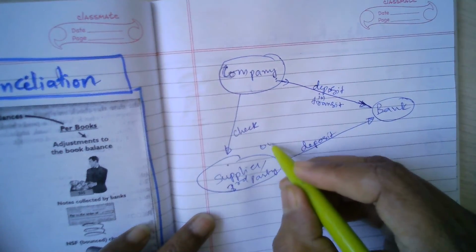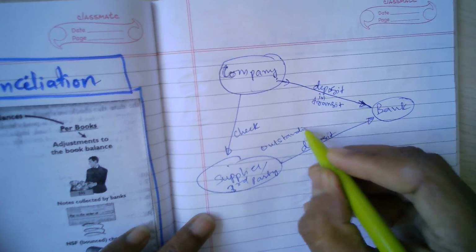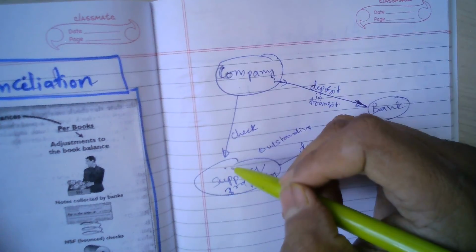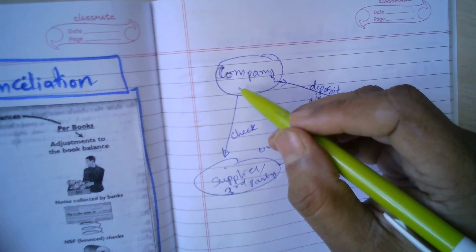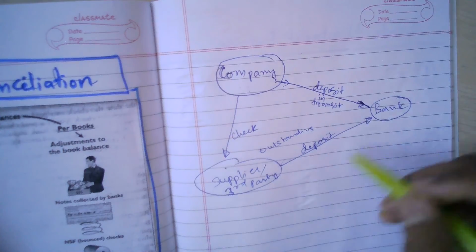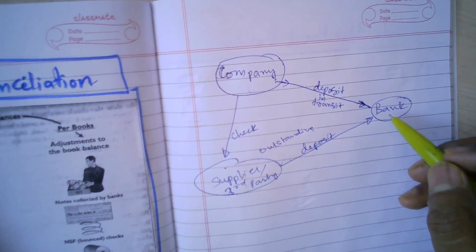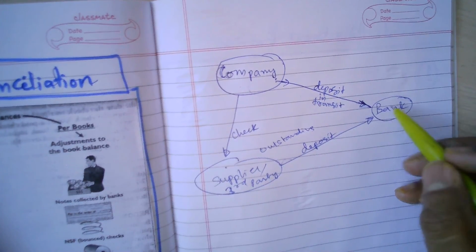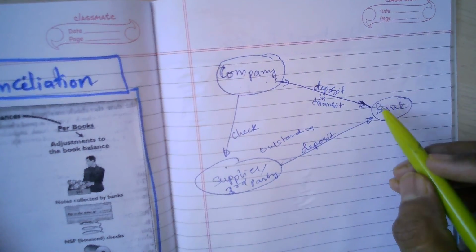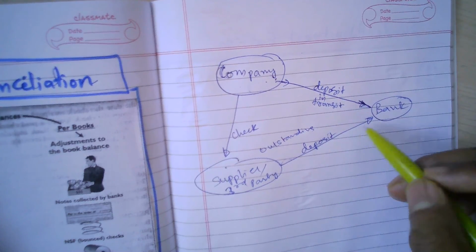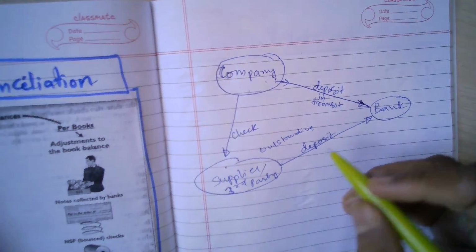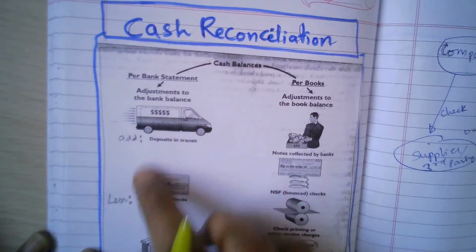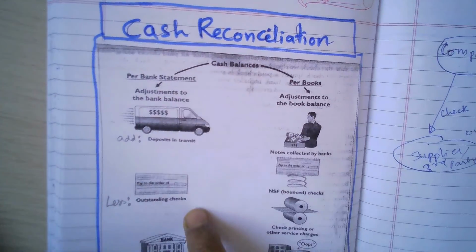Now the outstanding check amount is already adjusted in the cash, because the company knows that it has given a check. Therefore, in the company's cash account, they will reduce the amount. But still, in the bank they don't reduce. Whenever the third party deposits the check, the bank will remove the money from the company's account and add it to the supplier's account. So that's why we have to reduce it from the bank statement.